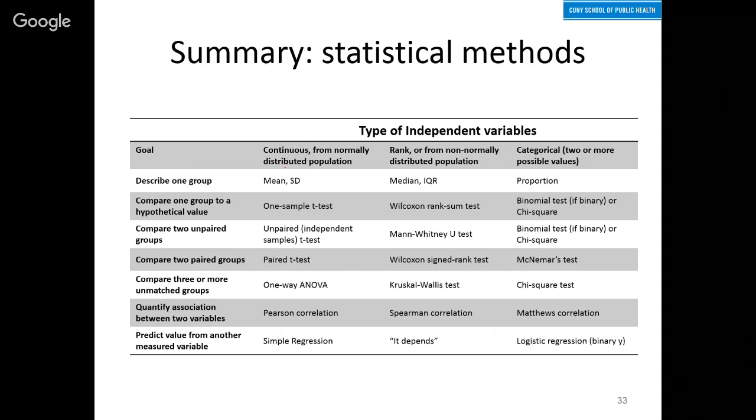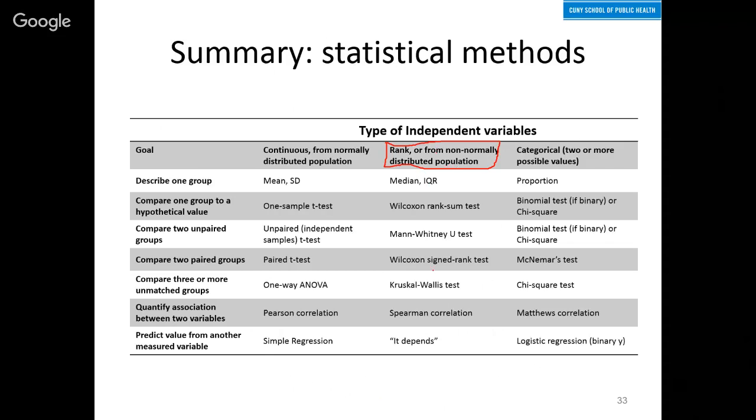independent variables: describe one group using its mean and standard deviation, compare one group to a hypothetical value, one sample t-test. But this table is nice. It also gives these alternatives for non-normally distributed populations. So in cases where that assumption of the normally distributed response variable doesn't hold, you have these alternatives.